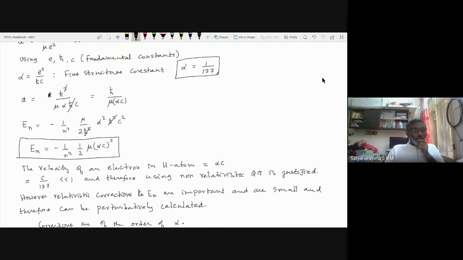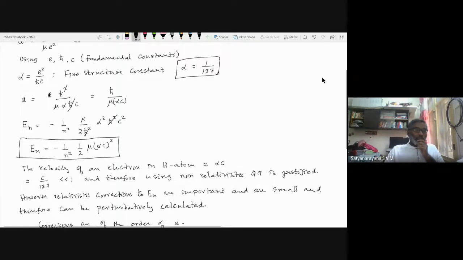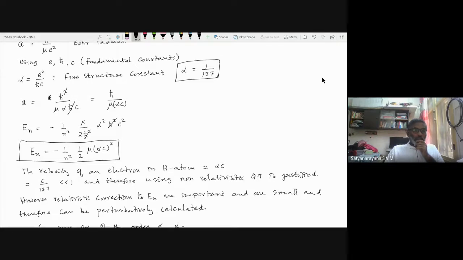So we will try to look at some relativistic corrections when we do perturbation theory. But this remark I wanted to make at this level so that we can expect what kind of corrections we would make.